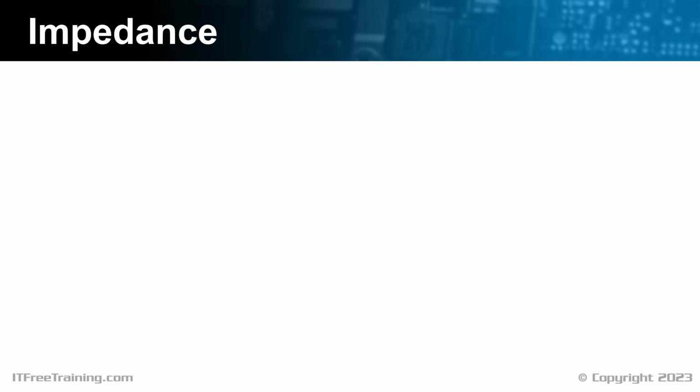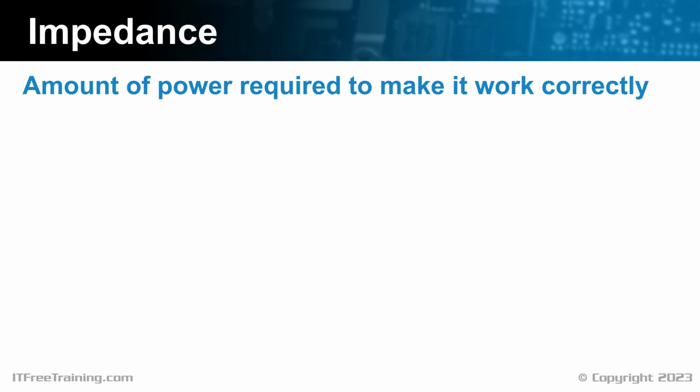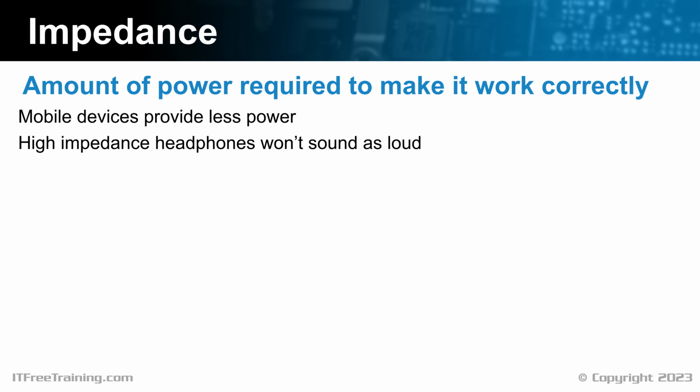The next specification that I'll look at is impedance. There are a lot of technical definitions about impedance and its relation to electric current. When looking at headsets, I'll give you a simple way to understand how impedance affects headsets. Put simply, it's the amount of power that is required to make the headset work correctly. Devices like mobile devices provide less power when compared with other devices. If you use high-impedance headphones on a mobile device, since they provide less power, the high-impedance headphones won't sound as loud. Essentially, what occurs is more power is required in order to create the sound.